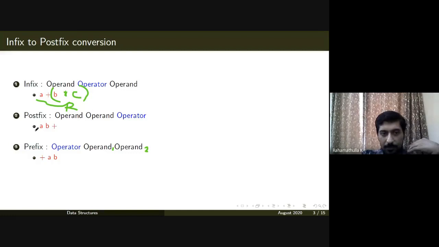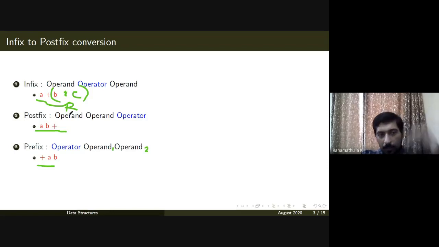But if you are supplying an expression in the postfix format, the precedence of the operators is inbuilt into it, so that if you just pass through the entire expression just once, then the expression can be evaluated or understood by the system. The same thing applies to prefix also.